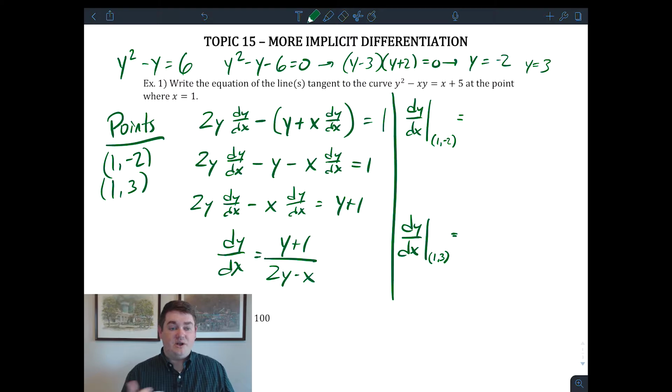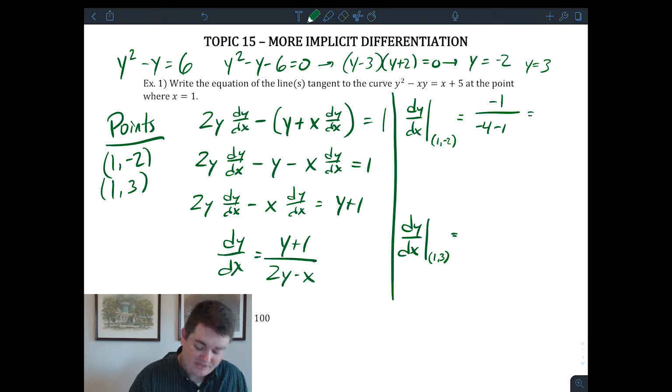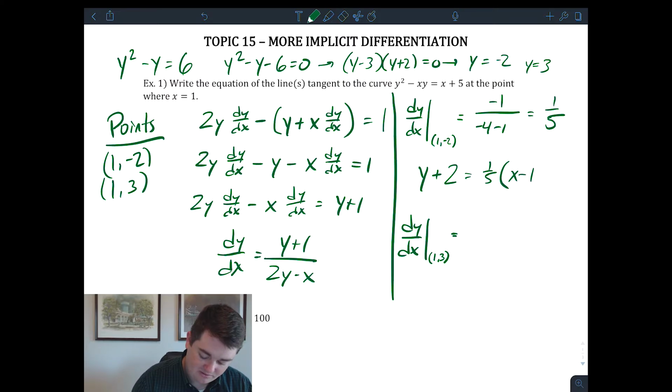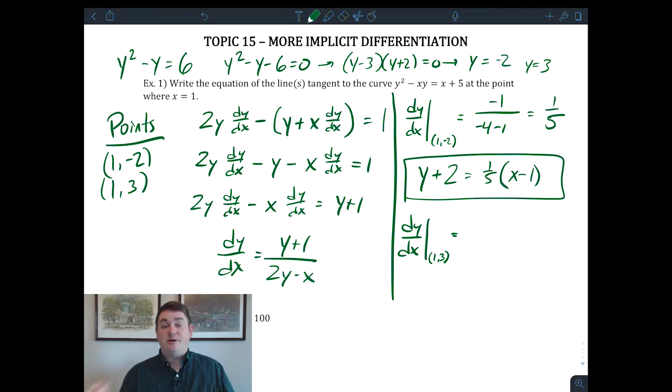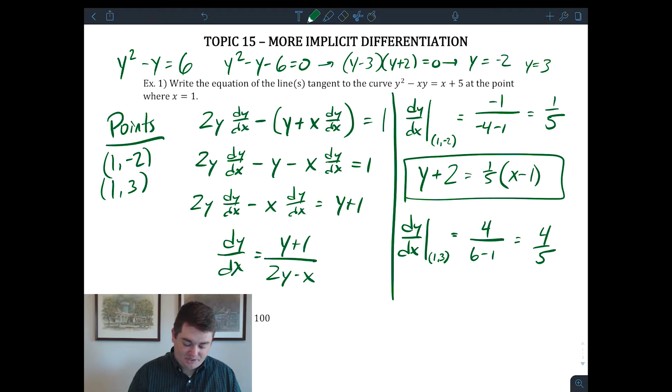So dy/dx evaluated at the point (1, -2) is going to be -2 plus 1, which is -1, divided by -4 minus 1. So -1 over -5 is 1/5. So my point, (1, -2), has a slope 1/5. So using point slope form, y minus -2 equals 1/5 times x minus 1. And for my other point, dy/dx evaluated at the point (1, 3) is 3 plus 1, 4, over 6 minus 1, so 4/5. So for this point, y minus 3 equals 4/5 times x minus 1.